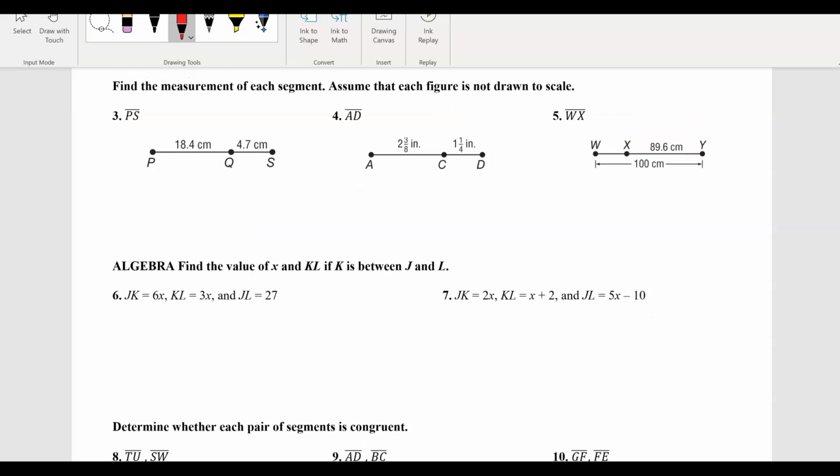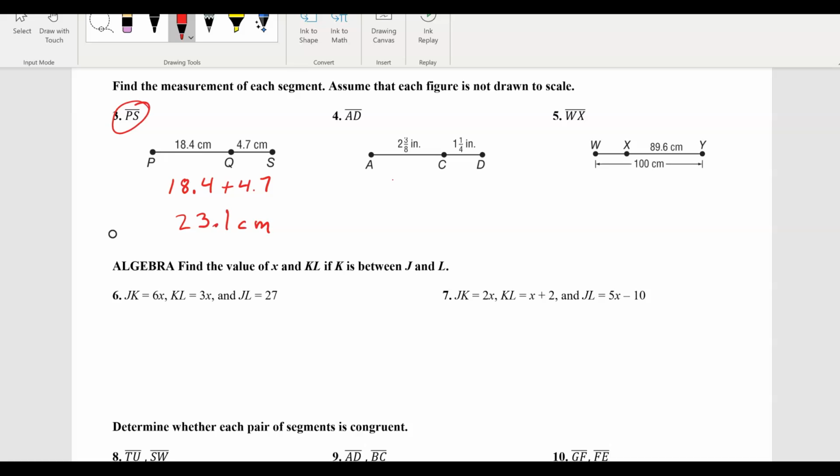So here we're going to have to do either a little addition or a little subtraction. In the first 2 cases, we're going to add. I have a smaller segment, and I want to find PS, trying to find the whole segment. So this is going to be 18.4 plus 4.7. Okay, we just add those 2 together. So that's going to be 23.1, and don't forget the centimeters.